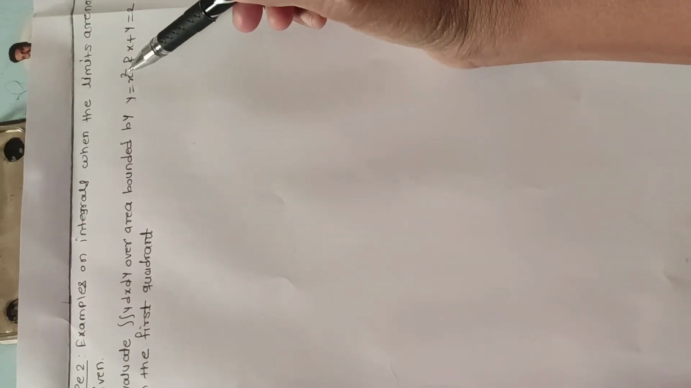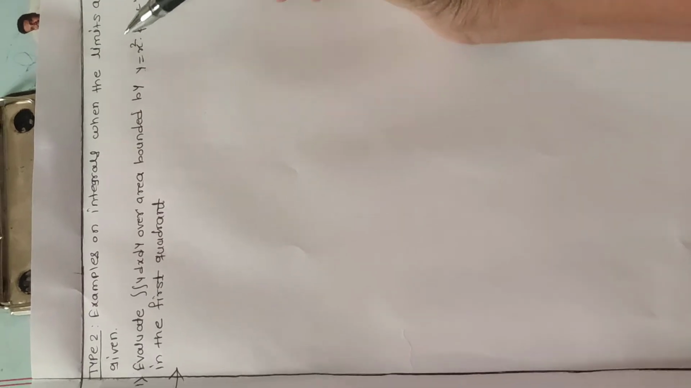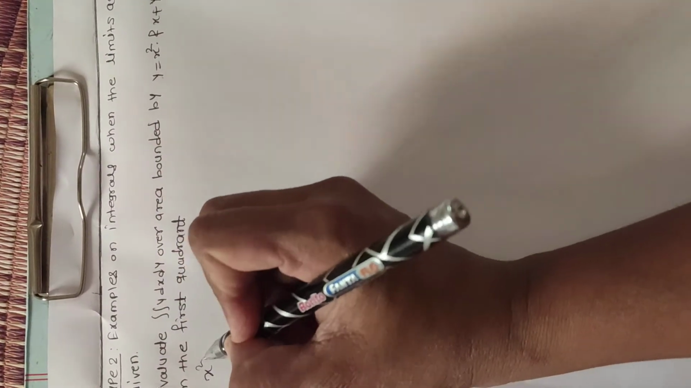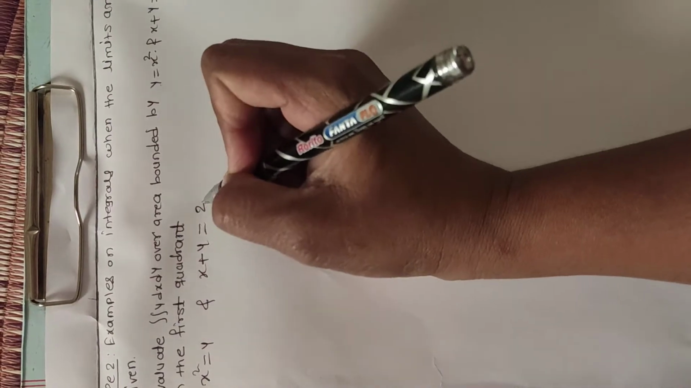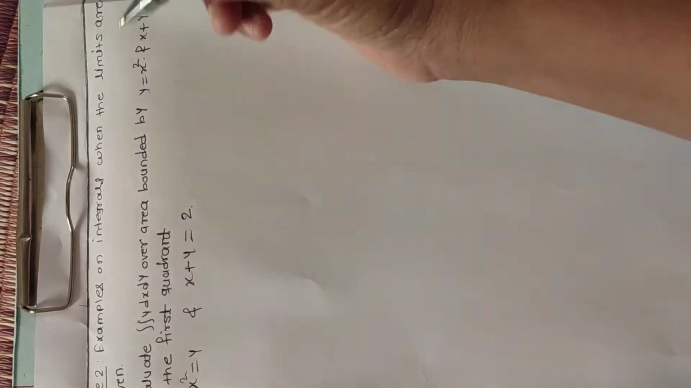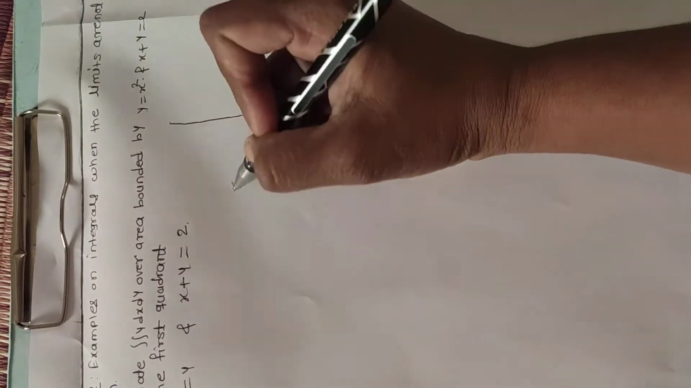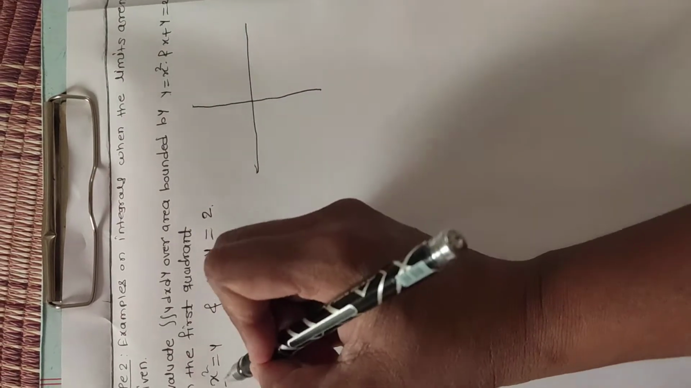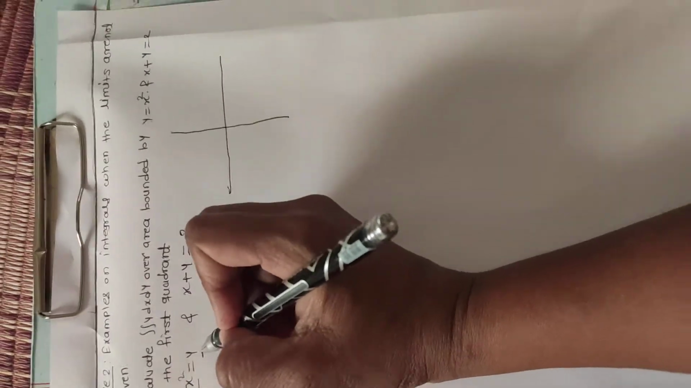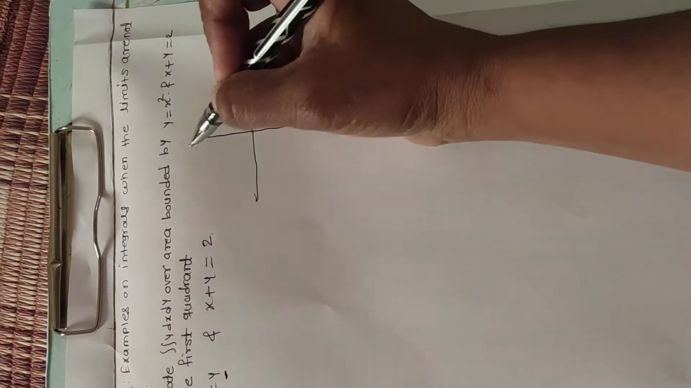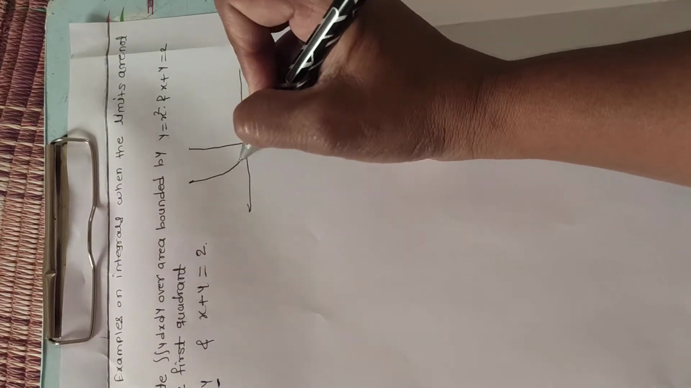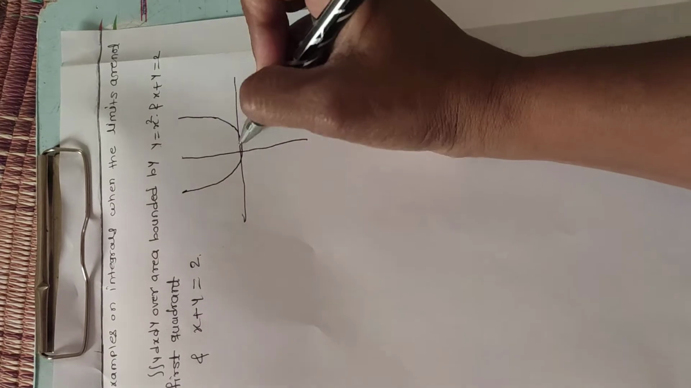In our example, what is the equation? y equal to x square means x square equal to y is given. So first we write down our given equations: x square equal to y and x plus y equal to 2. After that we have to draw the curve. For x square equal to y, y is positive, so the curve will open upward of the x-axis. So this is the parabola.